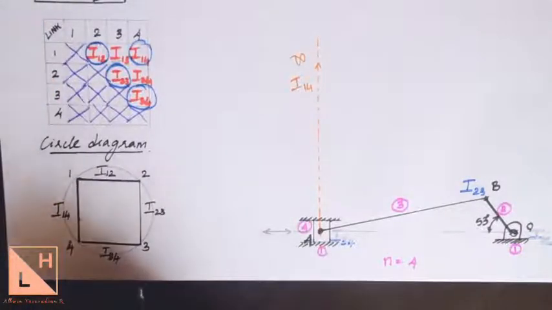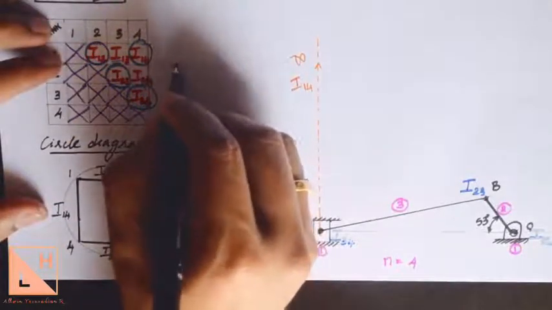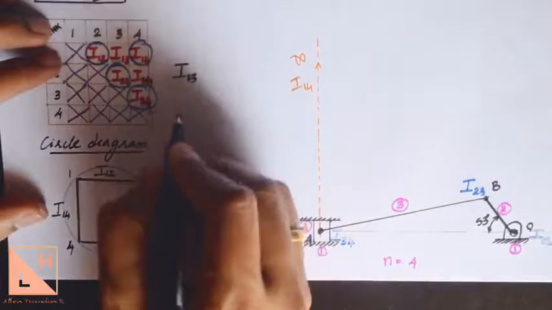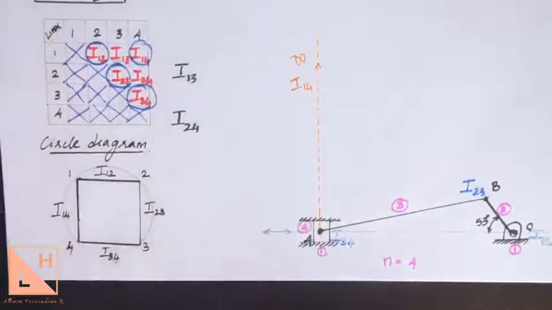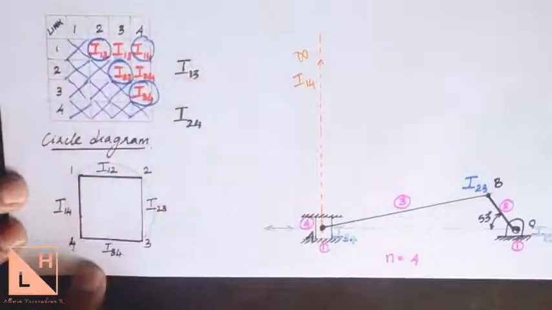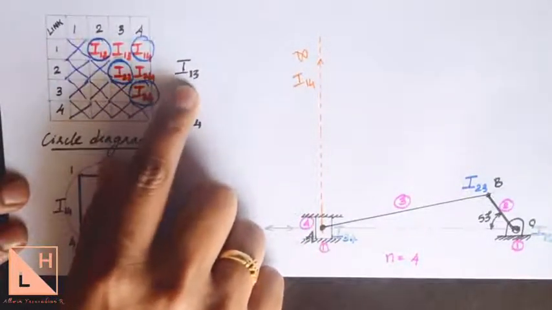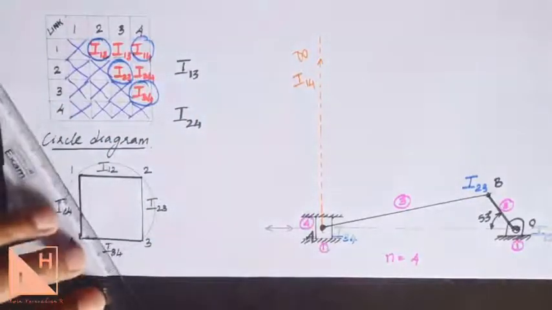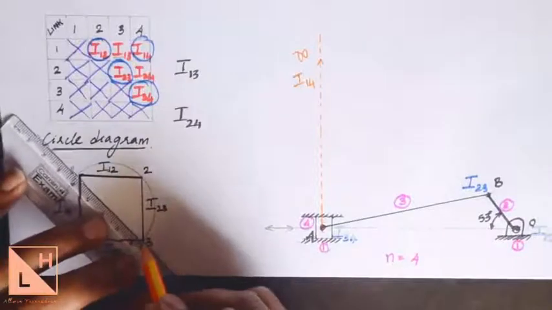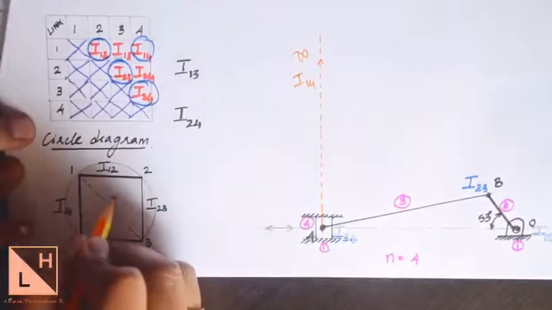So now we need to find out the remaining 2 instantaneous centers, which are I13, and we also need to find I24. So how do we find out this? From the circle diagram, you connect the points 1, 2, 3 if you want to find I13. Let us find I13 first. So let me connect 1, 2, 3 with a dotted line. So this will represent I13.